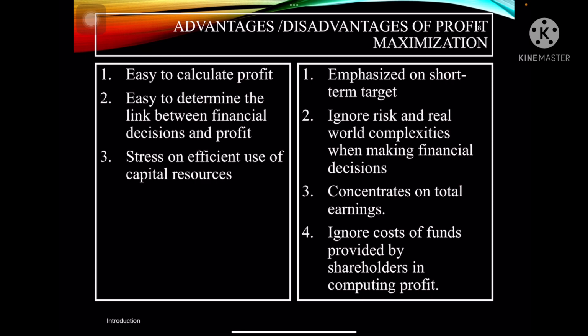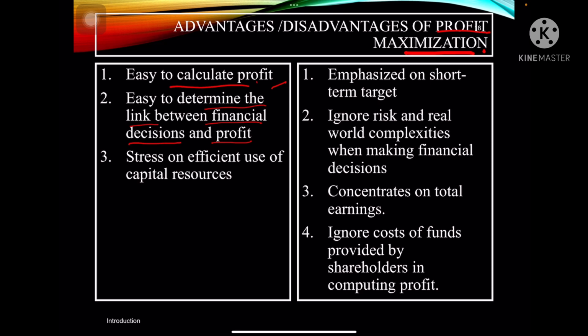Right, now we have to see the advantages and disadvantages of profit maximization. So for profit maximization also, we have advantages and disadvantages. Number 1 is easy to calculate profit. So how to calculate profit? Sales minus all the expenses, we can get profit. Number 2, easy to determine the link between the financial decision and the profit. So we can see the decision and the profit. The decision here is to maximize profit, so we can see it easily.